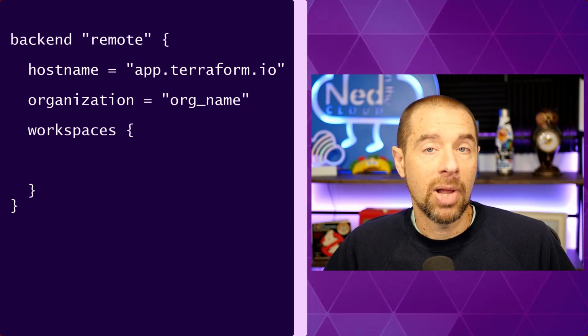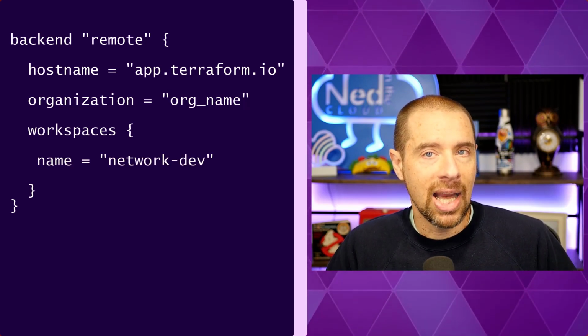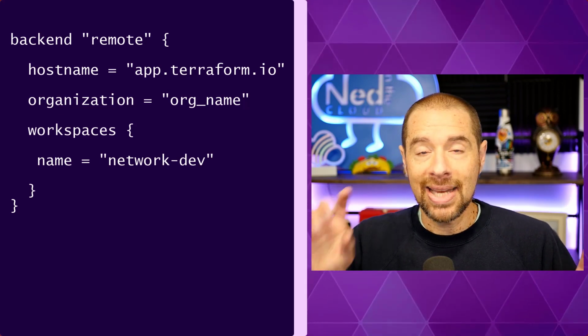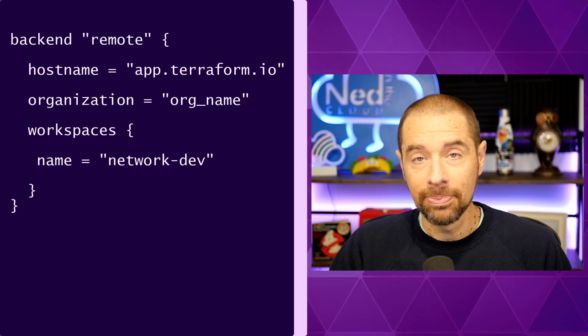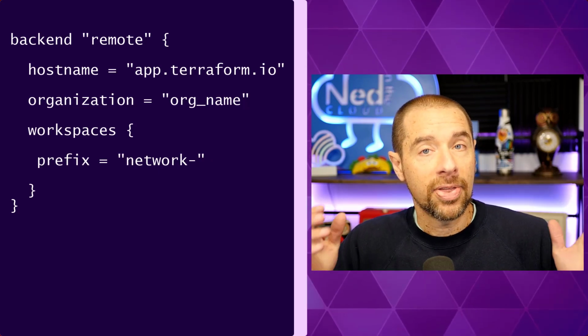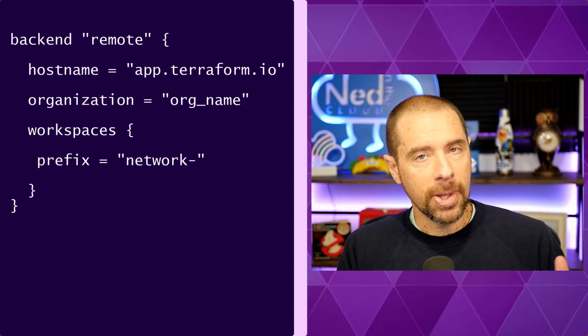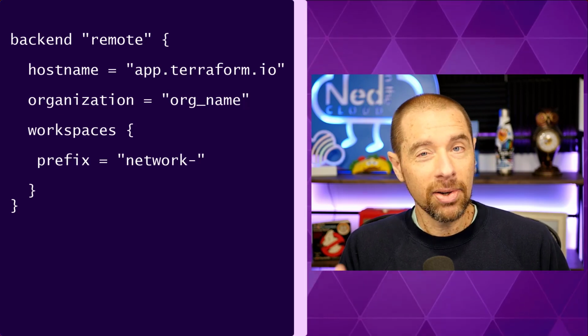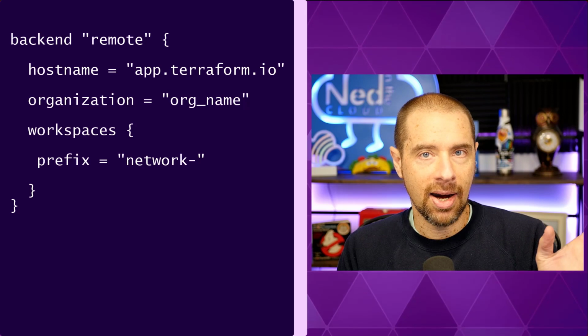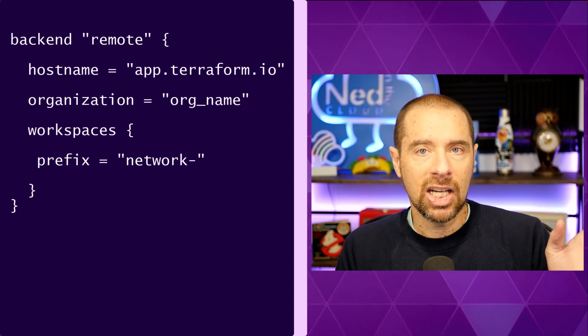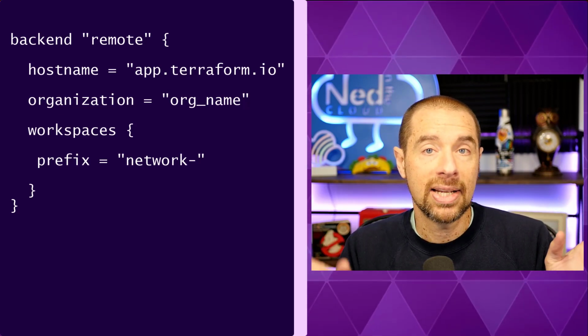Within the workspaces block, you have two options. You can have a name argument that maps to exactly one workspace in Terraform Cloud or Terraform Enterprise, or you could have used the prefix argument. What the prefix argument does can be a little confusing, but essentially it takes that prefix that you specify there and adds that to the beginning of any workspaces that you create locally.